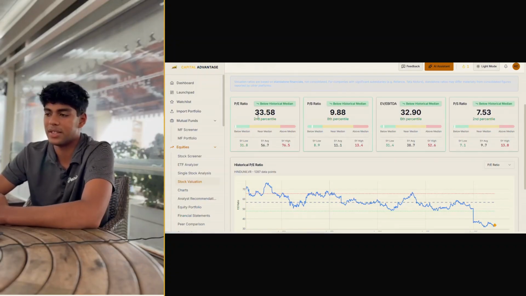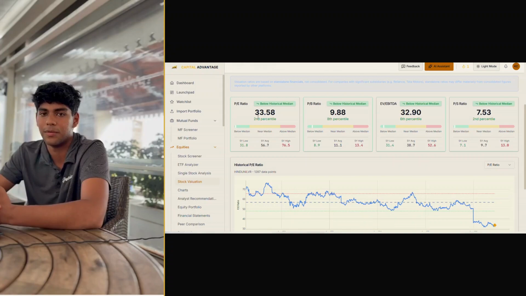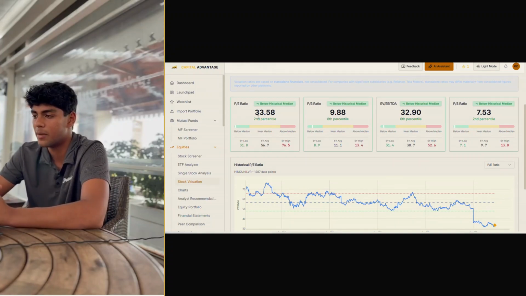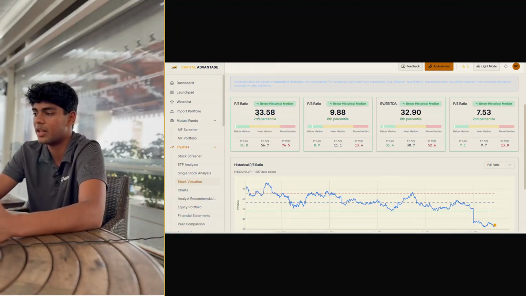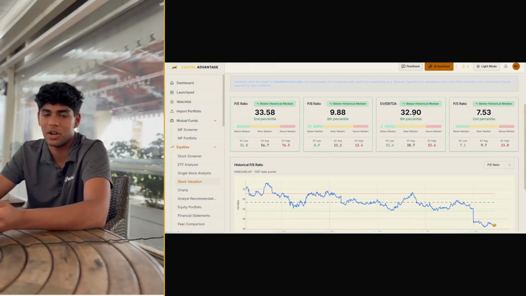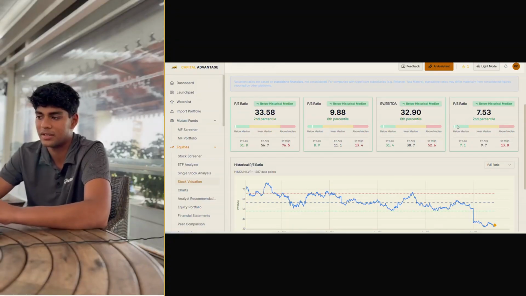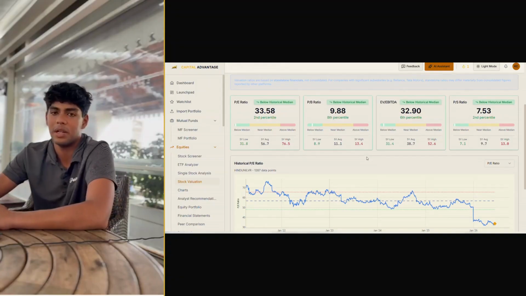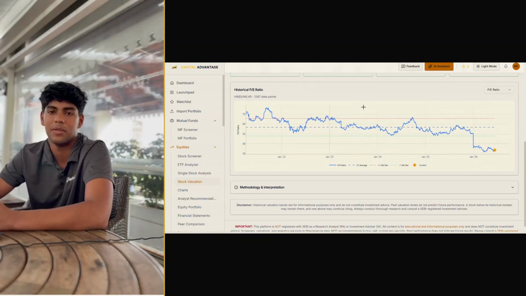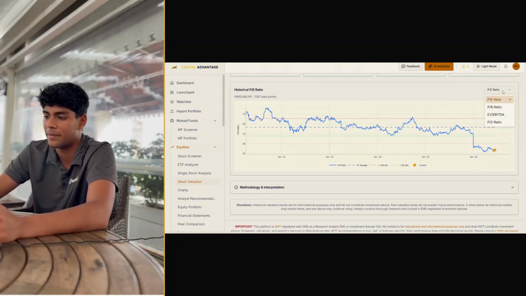Straight away we see a summary of all the four main ratios. We have the price to earnings ratio, the price to book ratio, the EV to EBITDA, and the price to sales ratios. These ratios tell you how expensive the stock is compared to different measures such as the book value of its assets or its earnings. We can see that all of them are below historical median, and then it also gives you a summary of the 5-year low, the 5-year average, and the 5-year high.